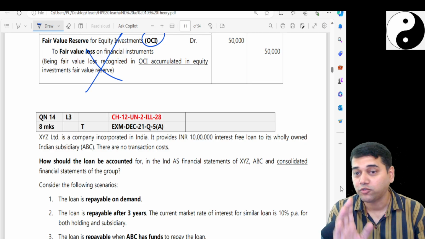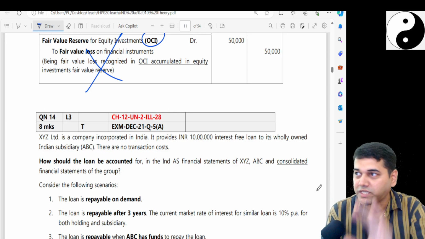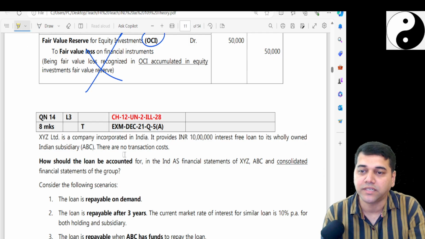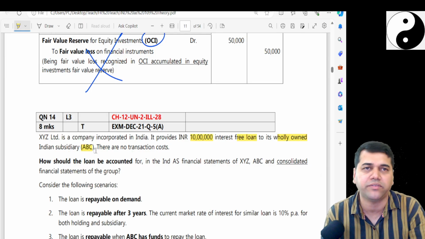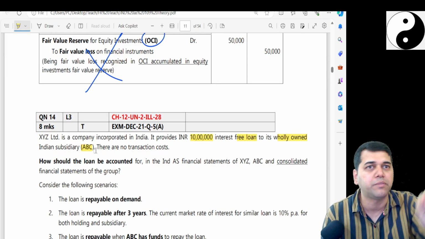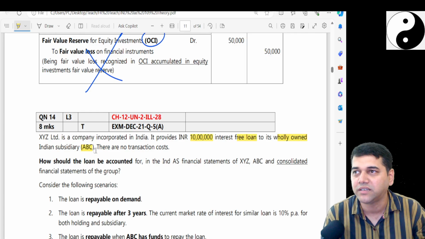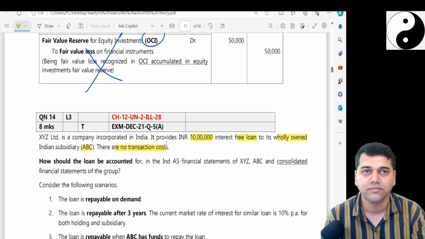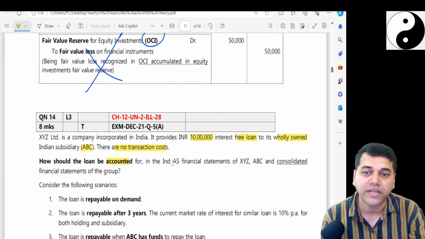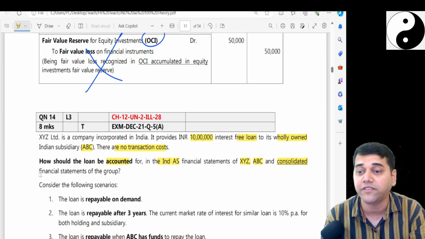Okay, pay attention. This question has come in the examination, but it didn't come so simple. There is some twist. XYZ Limited is a company incorporated in India and provides a 10 lakh rupees interest-free loan to its wholly owned subsidiary ABC. This is the same story as the parent giving one preference share. You have to repay after 3 years. We have seen 0.001% interest, dividend, something like that. And there are no transaction costs. How should the loan be accounted as per Ind AS in the books of XYZ, ABC and consolidated financial statements?